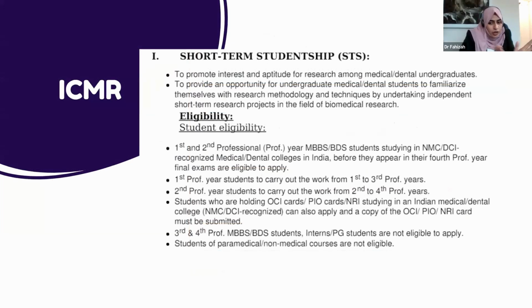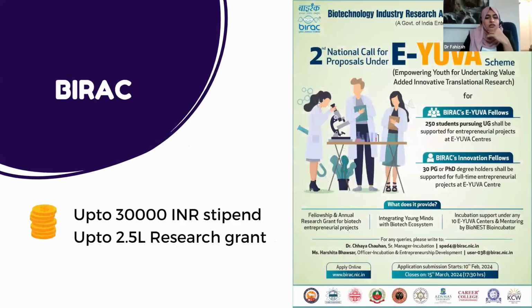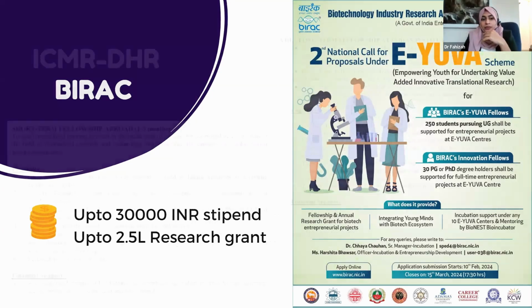Then, let me talk about BDS and MBBS over here. This is the ICMR short-term studentship, which is right now open, up to 30th June. MBBS and BDS students are eligible to apply for it. So this is one of the undergraduate level fundings provided. One more is BIRAC, which has the EUA scheme, again for undergraduate students. You get up to 30,000 stipend and up to 2.5 lakh research grant.